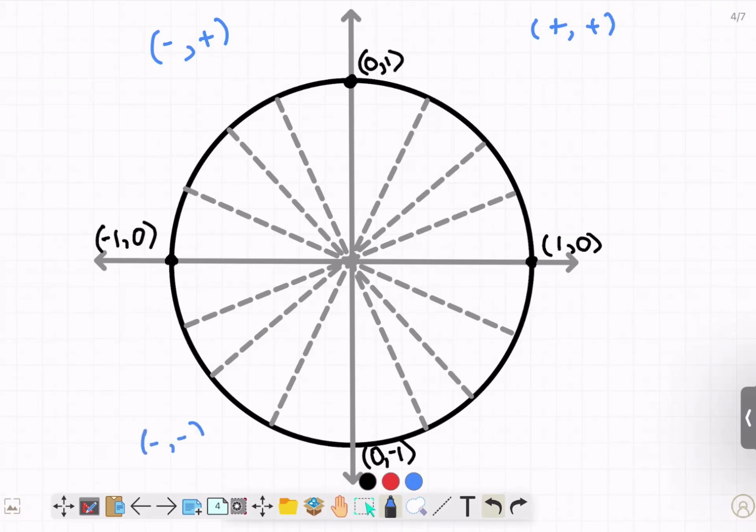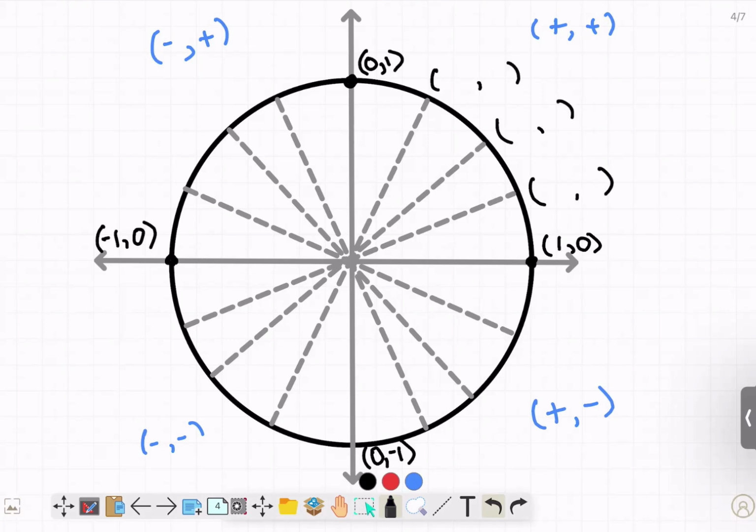And in the fourth quadrant, the x's are positive, but the y's are negative. So all of our points on the circle are going to essentially be the same. We've got 3 that are going to repeat, but the signs are going to change based on which quadrant we're in. All right, so here's some patterns that I want you to know.